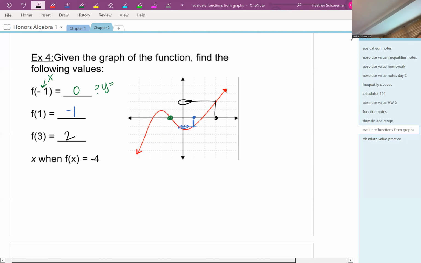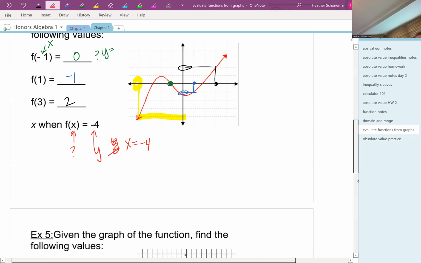It's on 2. Now, this last question is different. This question says, I want to know what my x is when my y is -4. Okay, so now we're just going to go backwards from what we did. -4, 1, 2, 3, 4 is right here. And I go across, and it's right here, which is 1, 2, 3, 4, also at -4. So this one, oops, it's not y, x equals -4. All right.